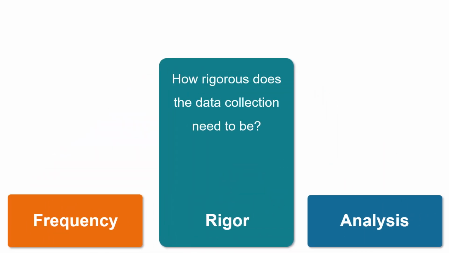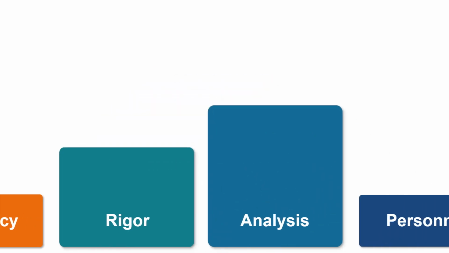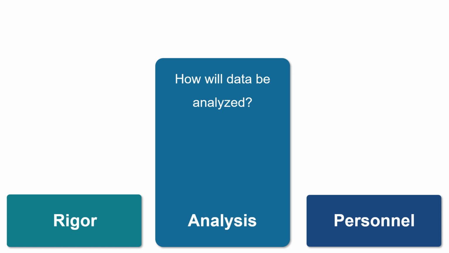Next up is rigor. How rigorous does the data collection need to be? Not all monitoring data need to be the same level of rigor. For example, observational data collected during site visits can be helpful in identifying implementation problems. For measuring an outcome indicator, however, such as change in perceptions of the United States, a survey of participants would be more appropriate. We also want to consider analysis and ask ourselves, how will the data be analyzed?